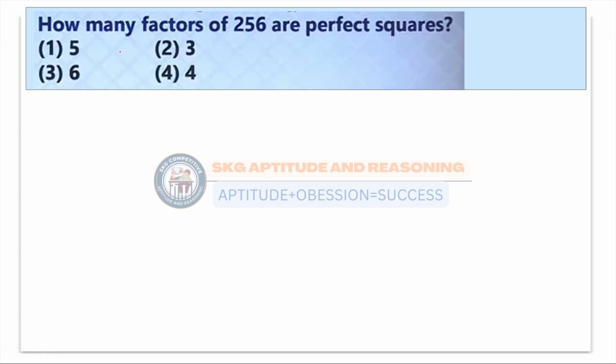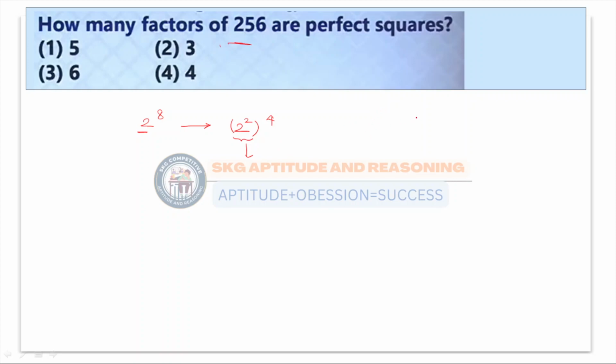How many factors of 256 are perfect squares? So we need to find the factors of the given number 256 that are perfect squares. This 256 can be written as 2 power 8. But here 2 is not a perfect square, so in order to make it a perfect square, it can be written as 2 square power 4. Now this 2 square is a perfect square. And I need to find the factors for this value.